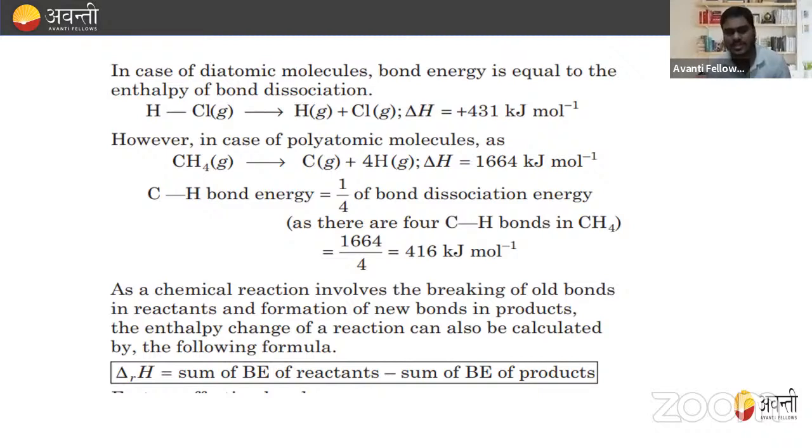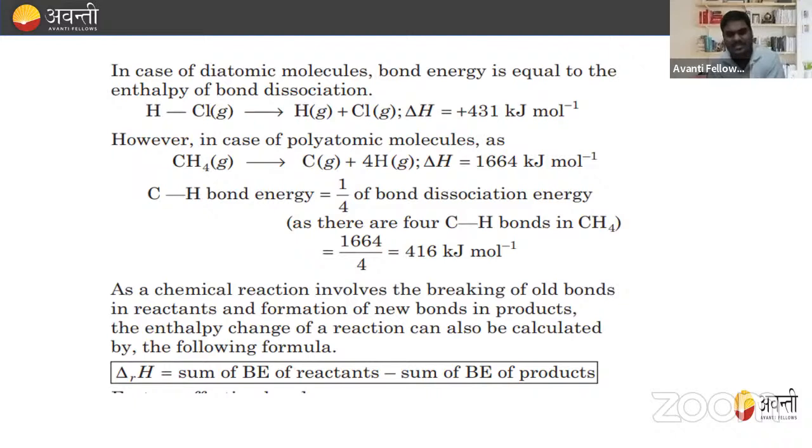Like HCl: HCl dissociates to give H and Cl. So here the delta H is equal to 431 kilojoule per mole. Similarly, in case of a polyatomic molecule like CH4, when it dissociates into C and 4H, the enthalpy is 1664. Now the C-H bond energy is 1 by 4th of the bond dissociation energy. We know that in total we have 4 bonds, so just divide 1664 by 4. So you'll get 416 kilojoule per mole, right?